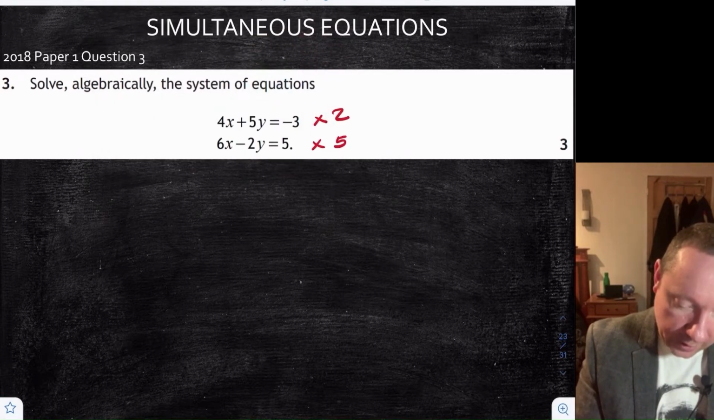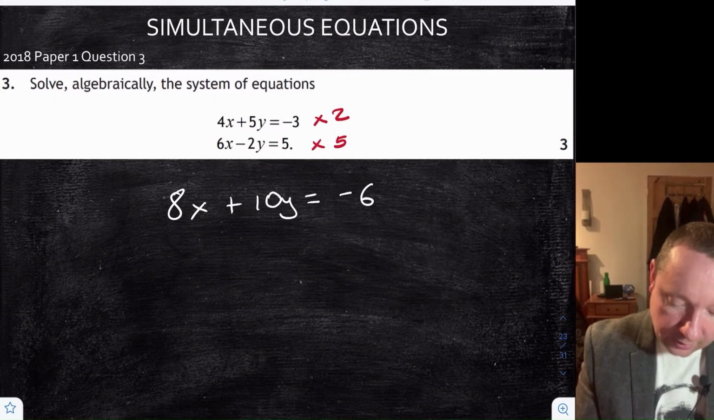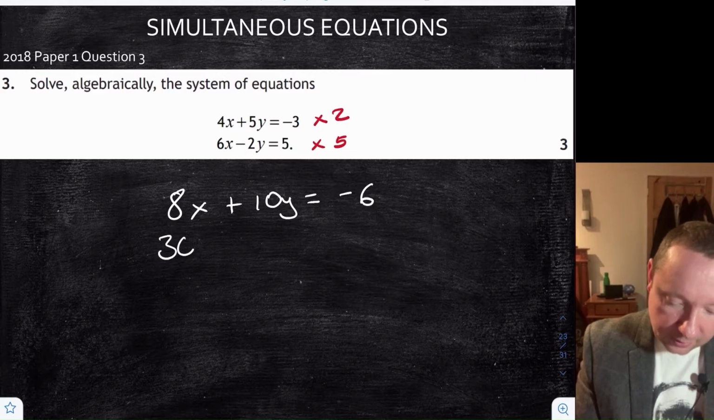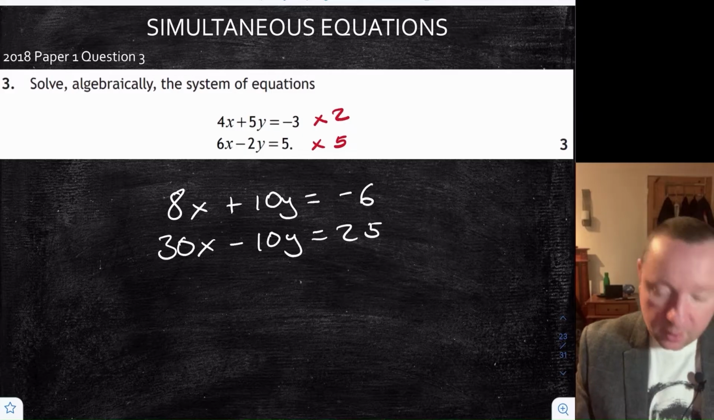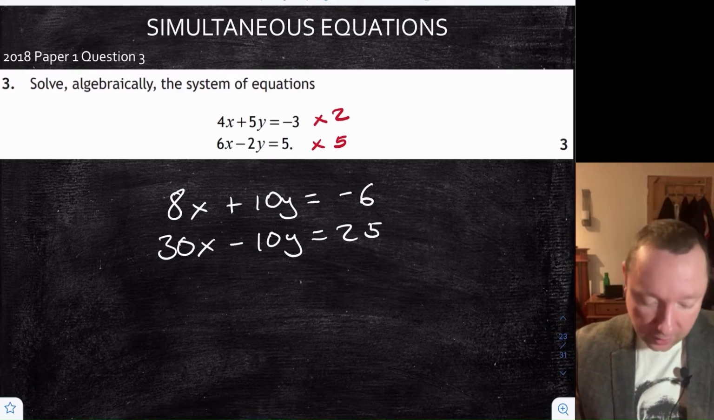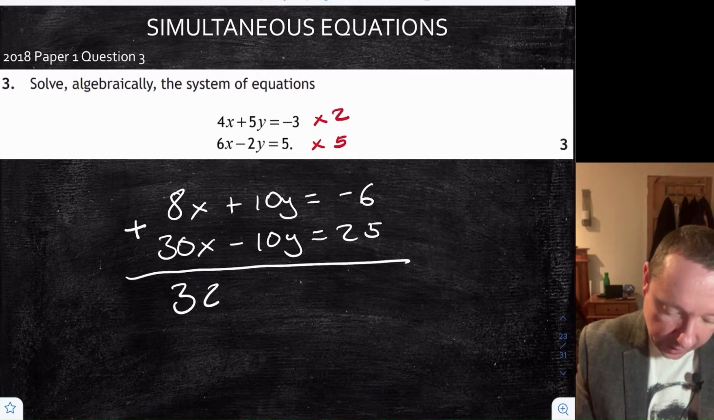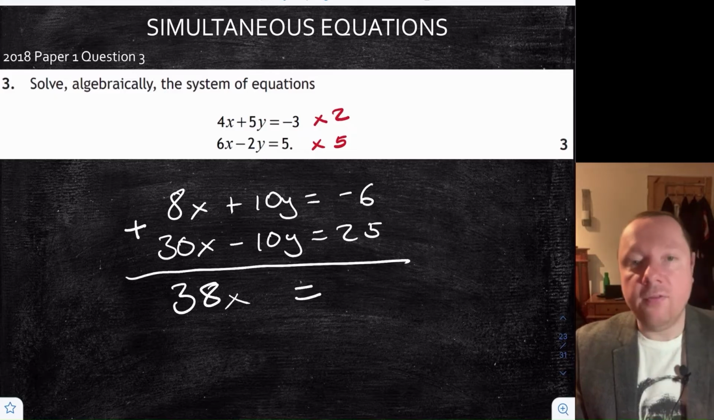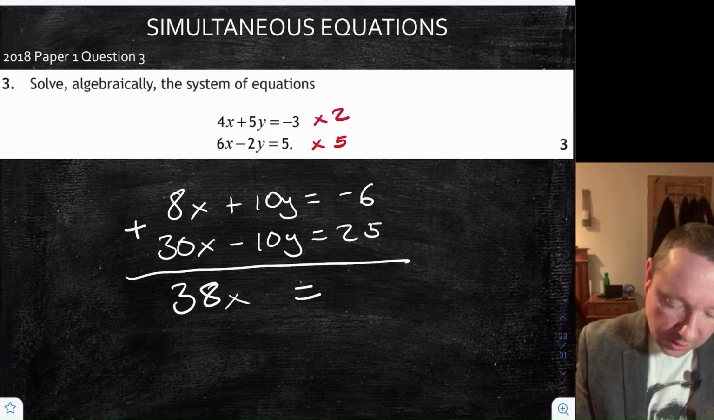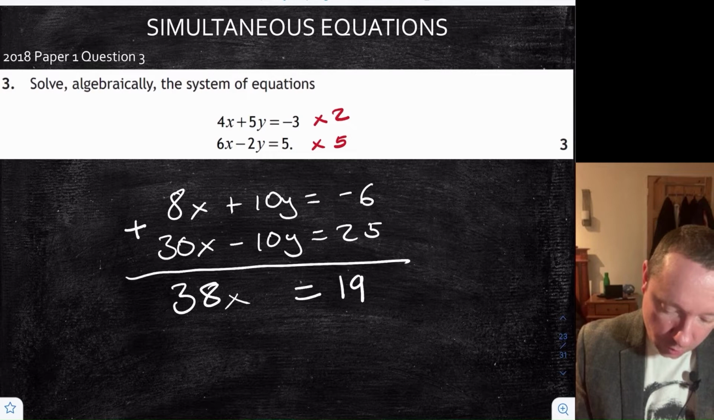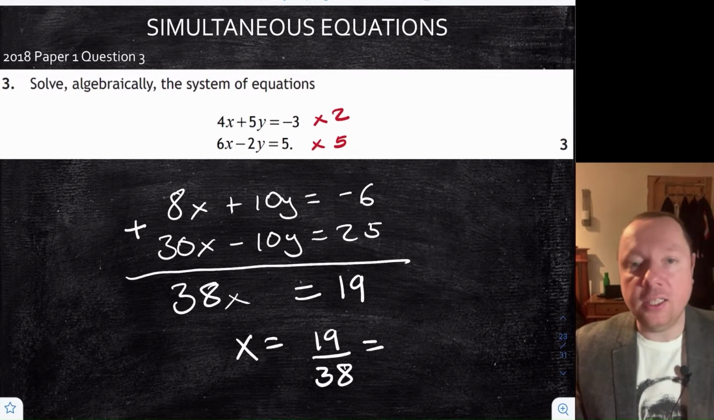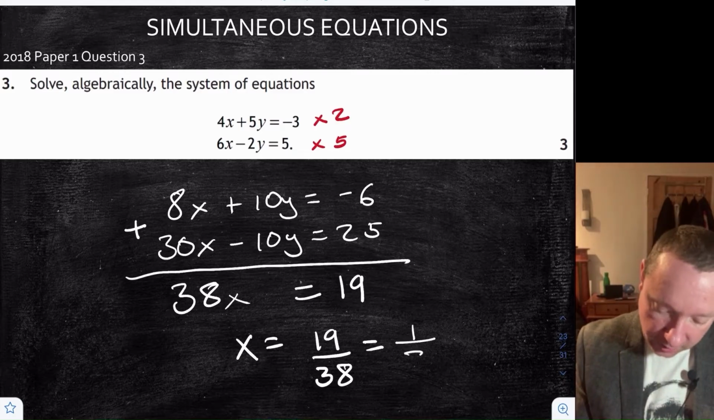So that gives me 8x plus 10y equals minus 6. And 30x minus 10y equals 25. The signs in front of the y's are different, so I can add the equations. I'll just put an add here. 38x equals 25 take away 6, which is 19. So x is 19 over 38. Always simplify your fractions. 2 19s is 38, so that's just a half.